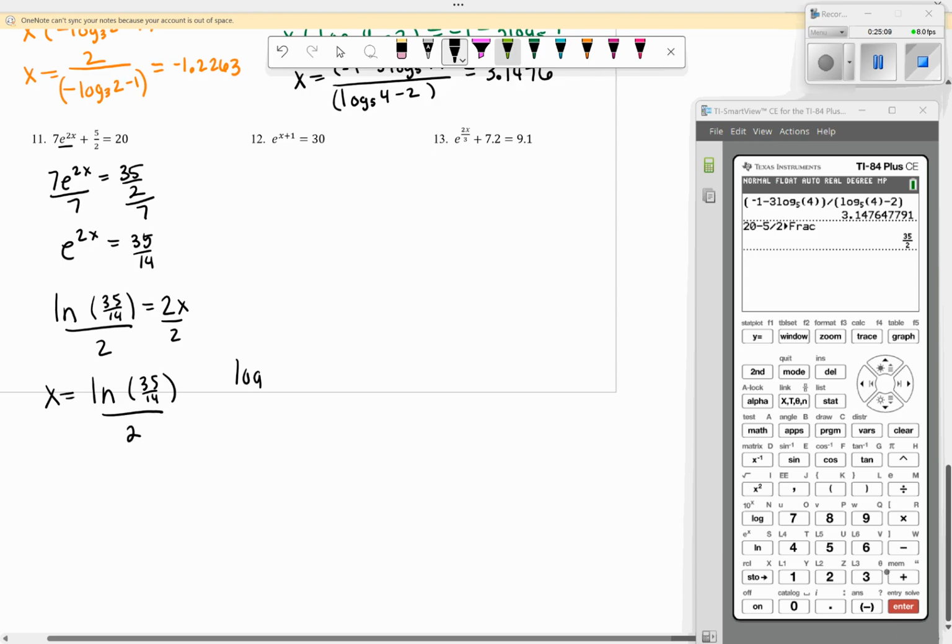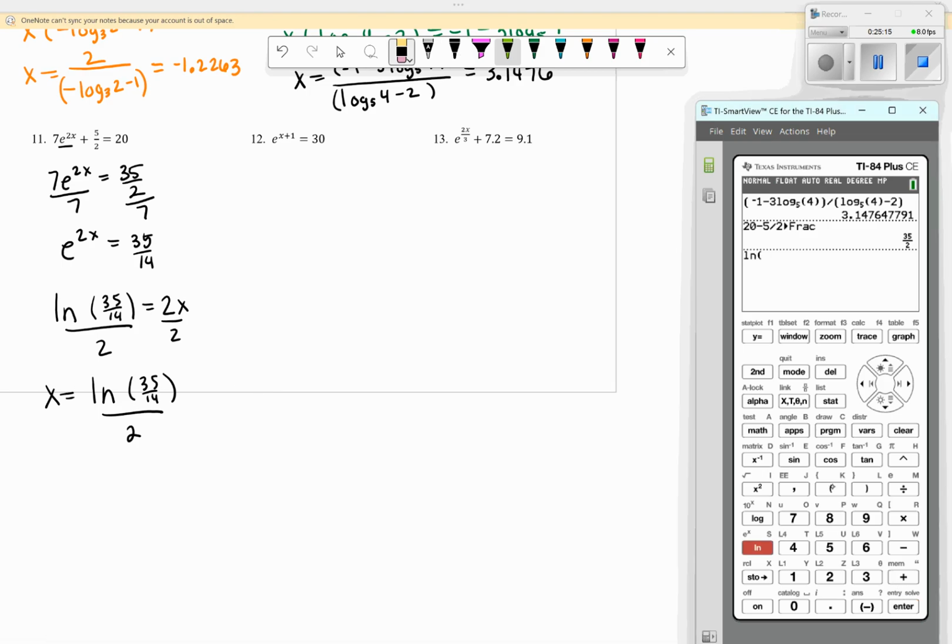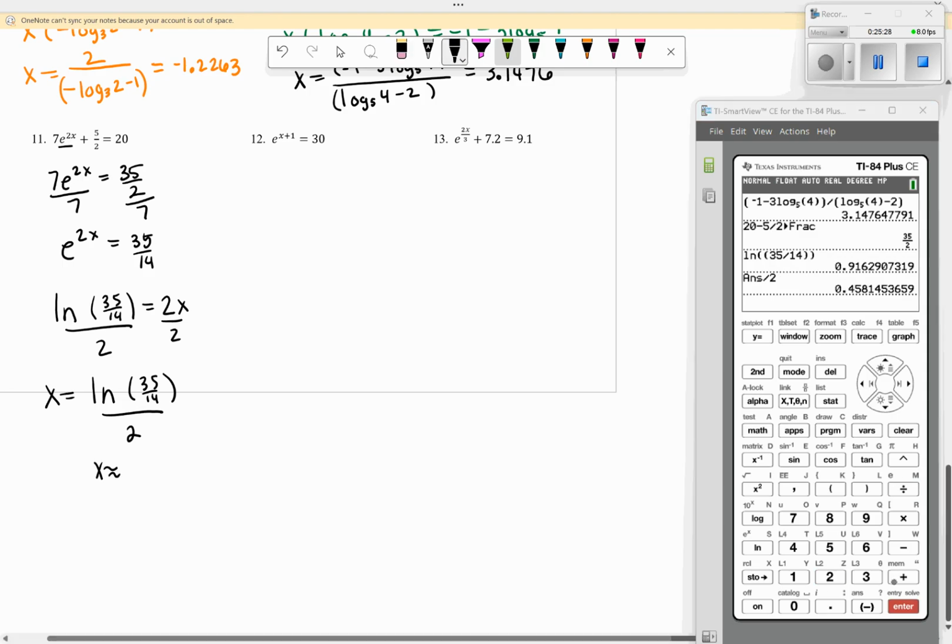Could you write this as log base e? Yes, it means the same thing, but generally we don't write it like that. So then in your calculator, the natural log of 35 divided by 14, and then, oops, I have an extra parentheses there, divide that answer by 2. So that's the exact answer, and the decimal approximation would be about 0.4581.